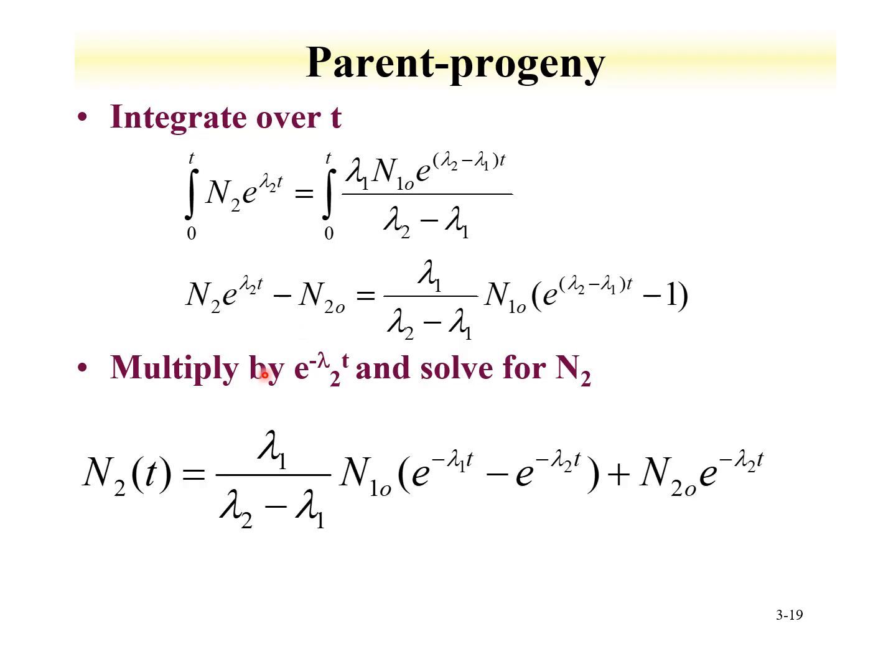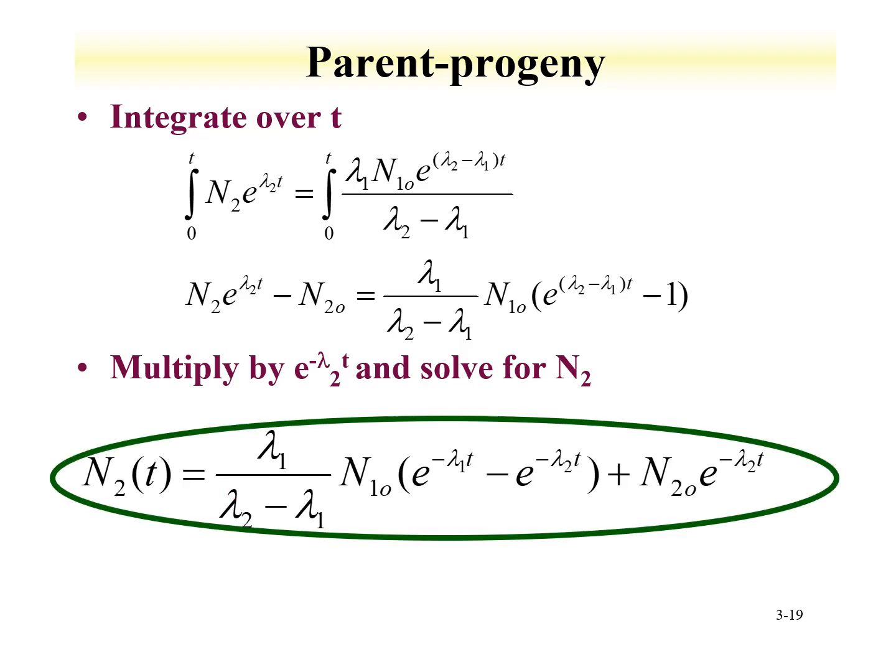Multiply by e to the minus lambda 2 times t and solve for N2. Remember, we're talking about the progeny, so we're looking for N2. N2 at any time t is equal to the decay constant of the parent divided by the decay constant of the progeny minus the decay constant of the parent. This describes the relative growth and decay. The decay of the parent is growing into the progeny, but as the progeny decays, it's disappearing. So you have the parent decay rate filling the progeny, and then the progeny decay rate making the progeny disappear. The initial amount of the parent times e to the minus lambda 1 times t minus e to the minus lambda 2 times t, plus any amount of the progeny that is originally present.